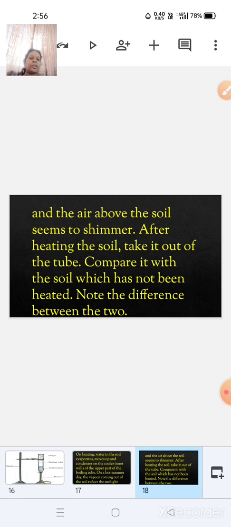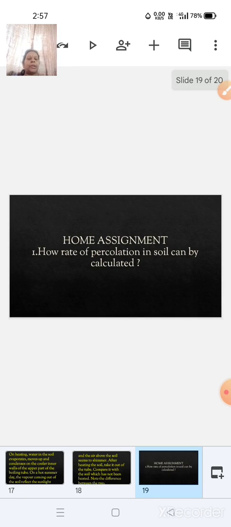After heating the soil, take it out of the tube, and then you can compare this soil with the other soil which is not heated, and you can see the difference between the two. That is, one contains the moisture and the other one is without the moisture.